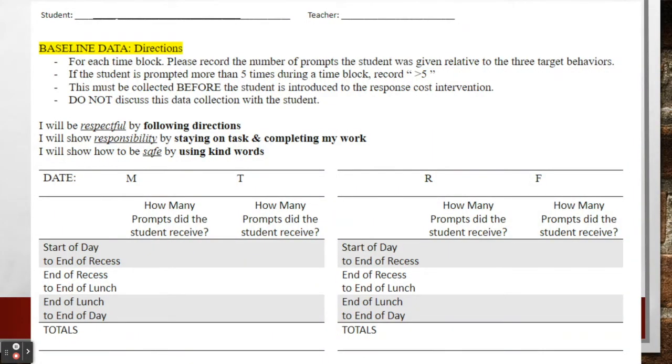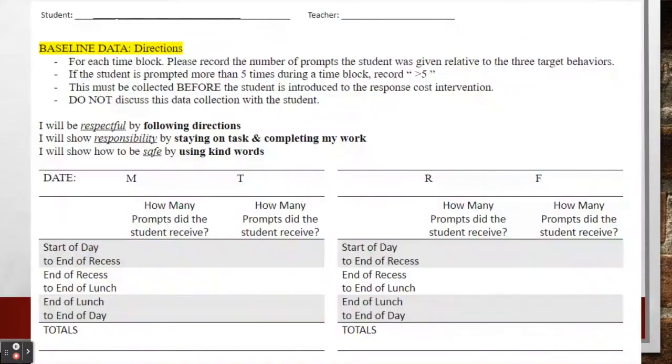Now, the idea of baseline data, because that response cost strip is going to represent the number of prompts that are given before the positive is lost, we are going to record prior to the intervention starting how many prompts did the student receive by the teacher within the time blocks that we've created here. Okay. In doing so, it is important that you record the numbers.